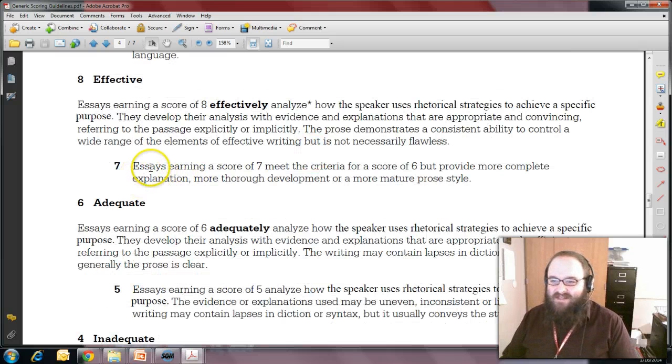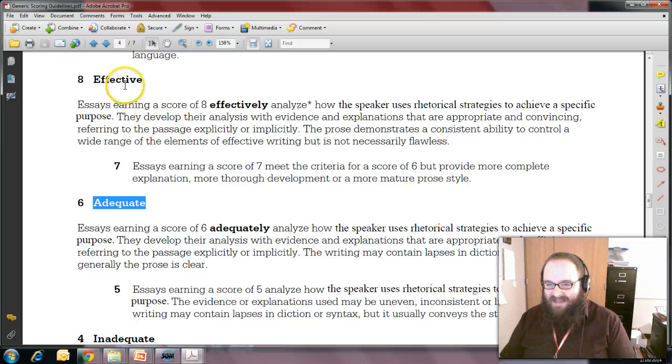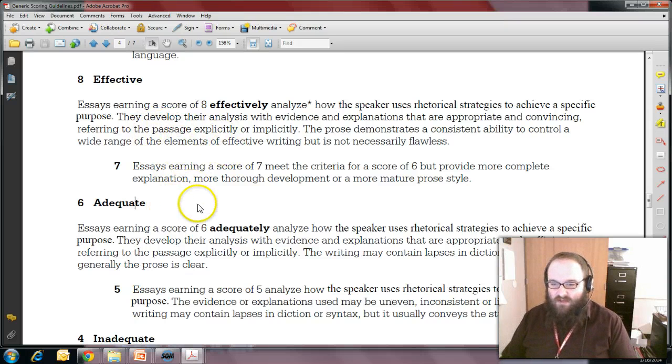7s are essays earning a score of 7, meet the criteria for a score of 6, but provide a more complete explanation, more thorough development, or a more mature prose style. So 7s are 6s, which feature way too many elements of an 8 to be ignored. They're an adequate essay, but every now and then throughout that piece, the student does things that would give it an 8. Still, there's a lot more that's adequate than that's effective, but there's too much effective in there to ignore.